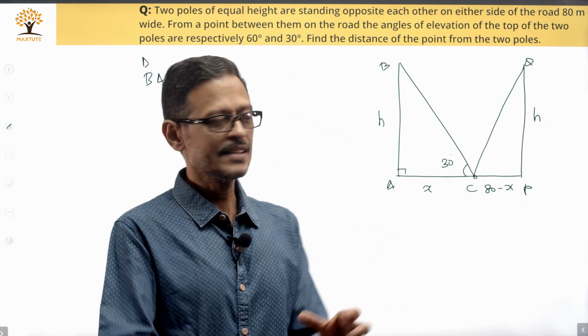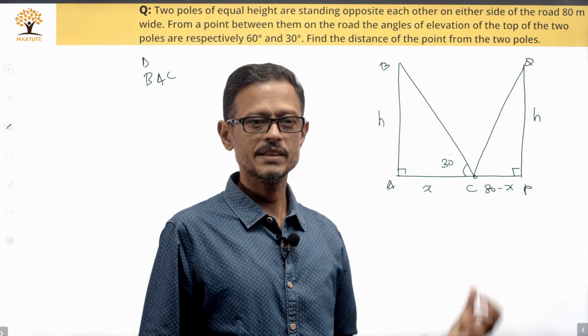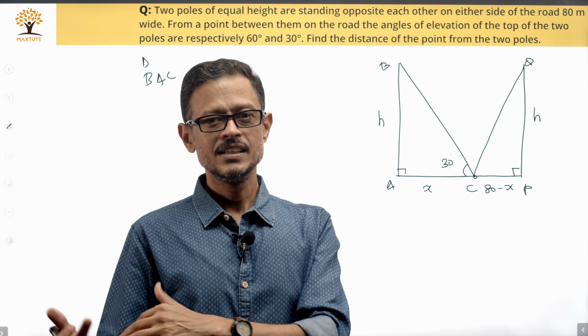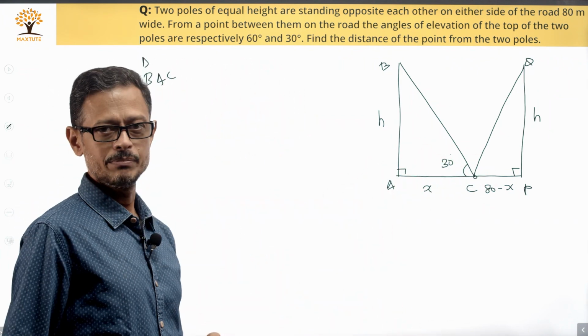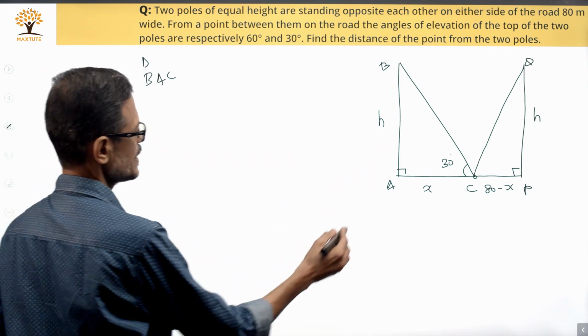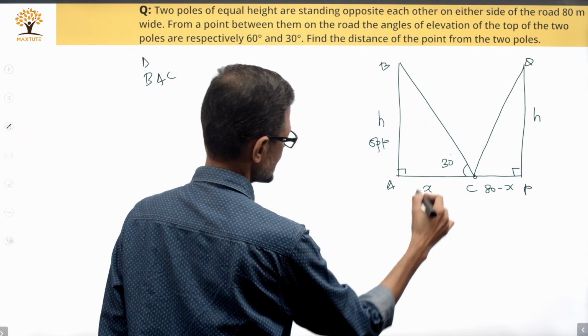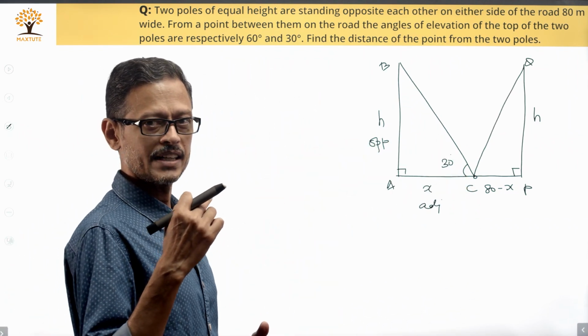So, in both these right triangles, right triangle BAC and right triangle QPC, we will try and find out h in terms of x given the two angles available to us. So, I am going to start with right triangle BAC. In this right triangle BAC, the variables that we have are for the opposite side of angle 30 degrees and the adjacent side of angle 30 degrees. So, we are going to be using the trigonometric ratio tan.